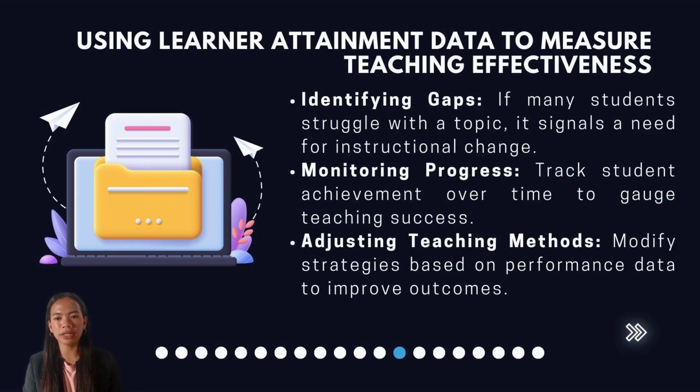Using learner attainment data as a measure of teaching effectiveness. Learner attainment data includes student performance data collected from assessments such as a test, assignment, project, and other forms of evaluation. This data serves as an important measure of teaching effectiveness because it reflects whether students are achieving the learning outcomes set for the course. Types of learning attainment data.